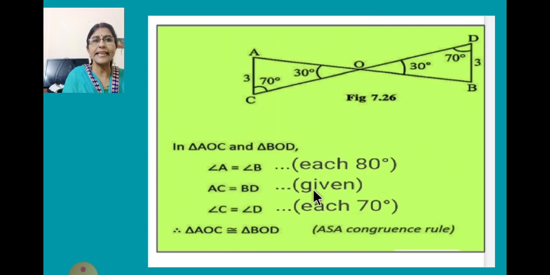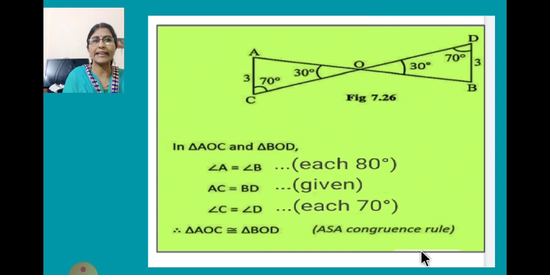And then AC is the side, AC is equal to BD. Both you can see, this is given in the question that these two sides are equal. Here this is also 3 units, this is also 3 units. So they are equal. AC is equal to BD. And then angle C is equal to angle D, each 70 degree. So we can write triangle AOC is congruent to triangle BOD and the rule is ASA congruence rule.